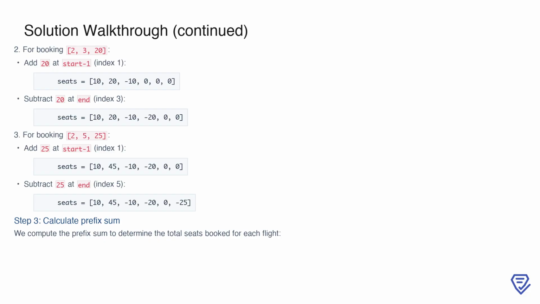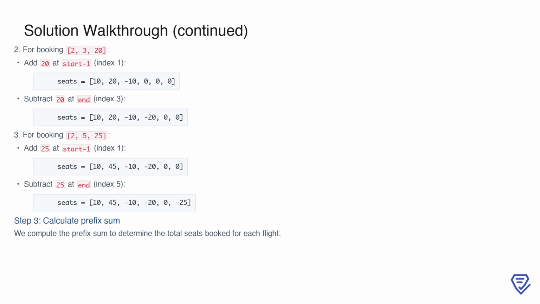Moving to the third booking, 2, 5, 25, we add 25 at index 1, further increasing the seats starting from flight 2. We then subtract 25 at index 5 to indicate that the effect of this booking ends after flight 5. The updated seats array is now 10, 45, minus 10, minus 20, 0, minus 25.